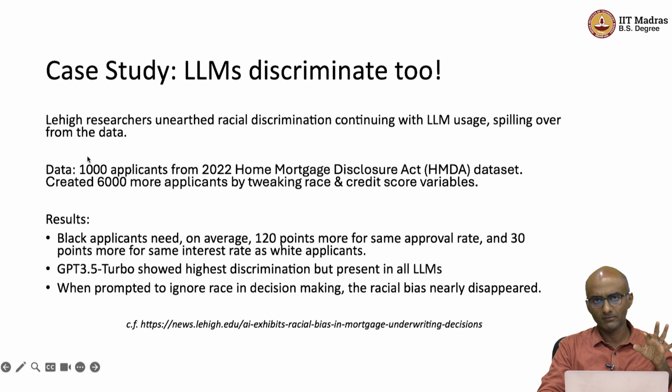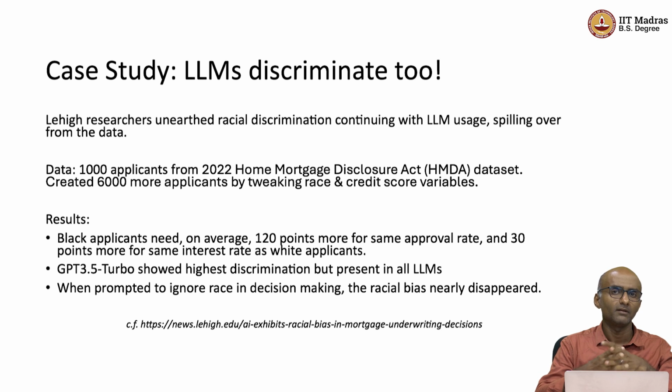So 1,000 applicants from there were taken, and for those 1,000 applicants, these researchers created another set of fake data by changing the race, the credit score variable, or both, right? So they took these 1,000 and made it 6,000 samples with only a couple of variables controlled for, which is basically the race and the credit score. And what they found was quite interesting.